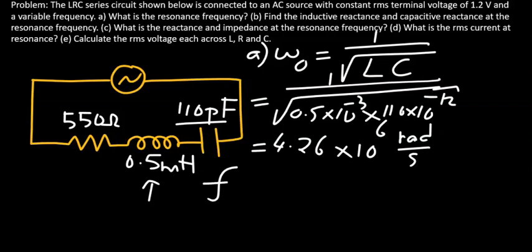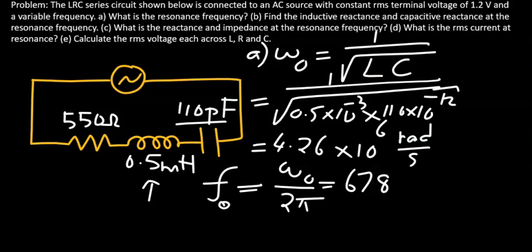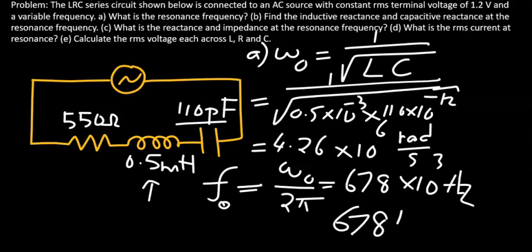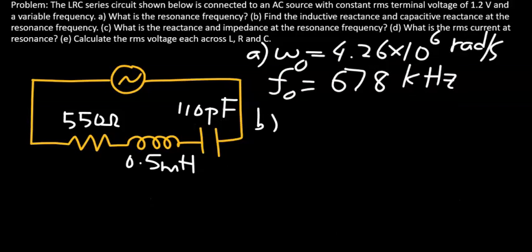The resonance frequency in hertz is omega naught over 2 pi. Let's call this f naught, which is 678 times 10 to the power 3 hertz, or quite simply 678 kilohertz. Part B. Find the inductive reactance and capacitive reactance at the resonance frequency.